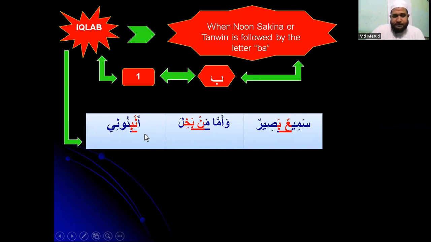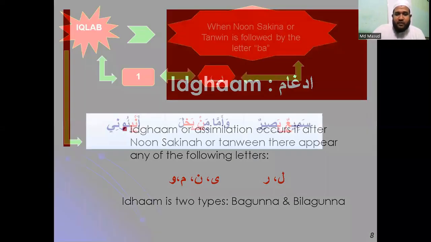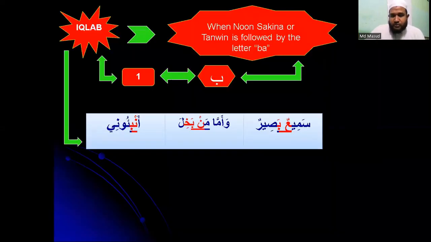And then Ambiuni. Noon Sakin is followed by Ba, which is the letter of Iqlab. That's why we're changing Noon Sakin into Mim Sakin. Ambiuni. So that's all about Iqlab. I hope you've learned all about Iqlab.